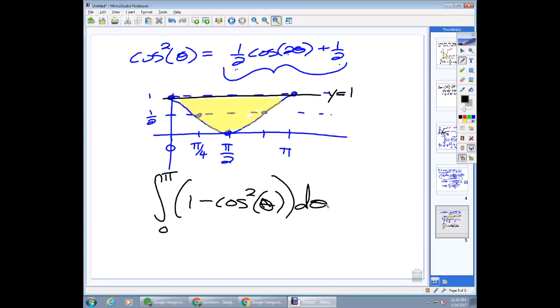Other things to consider is, do we know antiderivatives for these things? Like, do we have an antiderivative for 1? Yeah, it's just going to be theta. Antiderivative for cosine squared. Can you think of a function whose derivative is cosine squared? Nothing comes to me off the top of my head. Sine cubed? Well, no, because sine cubed is going to involve the chain rule. So you'd also have a cosine as a multiple of that, right?